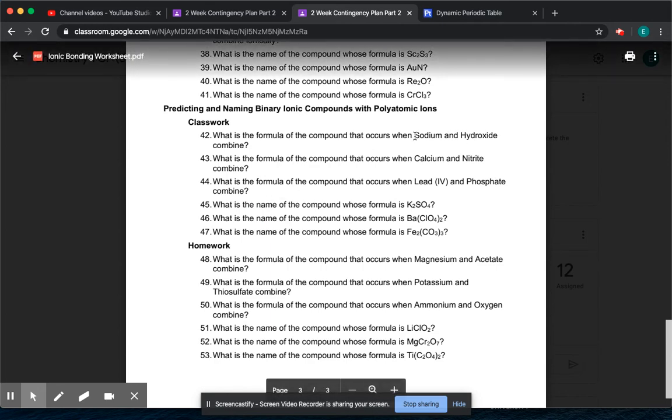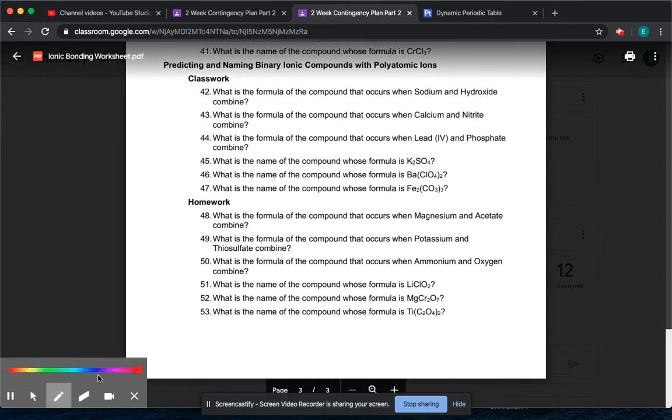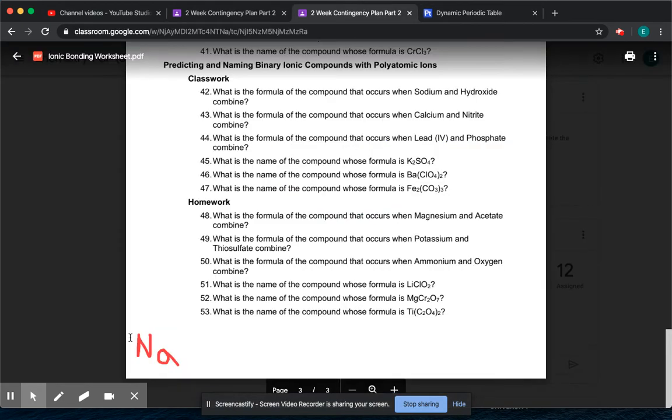Sodium hydroxide. All right, let's do sodium hydroxide. Let's do number 42. I'm going to do it down here since I have space. Sodium is Na. And if you go to the periodic table, what group is it in? It is in group 1, so it only has 1 valence electron. So the charge on it would be +1.